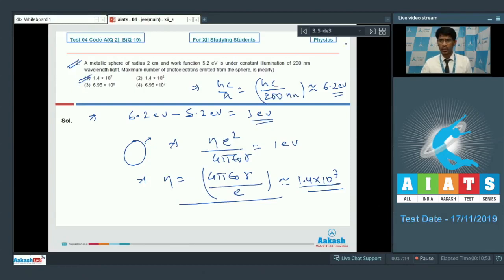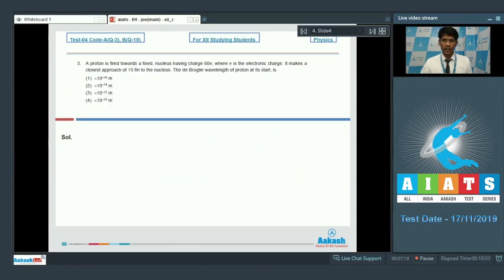Now let's see question number 3. A proton is fired towards a fixed nucleus having charge 60e, where e is the electronic charge. It makes a closest approach of 15 femtometer to the nucleus. The de Broglie wavelength of proton at its start is... If this is the nucleus, initially the proton would be at almost a very large distance from the nucleus.